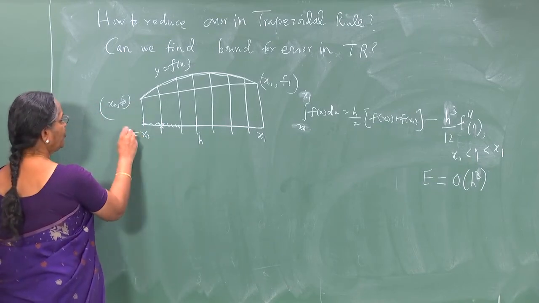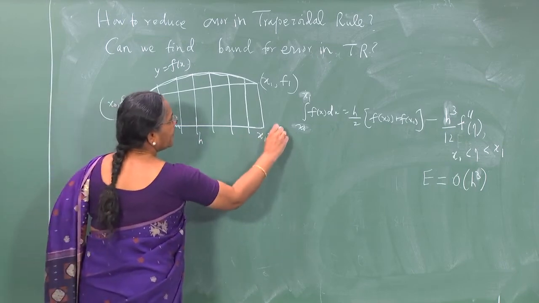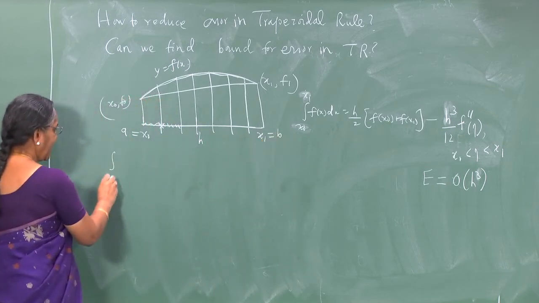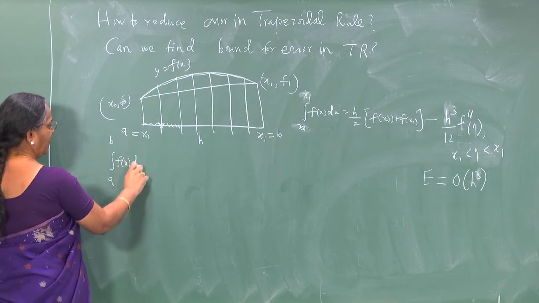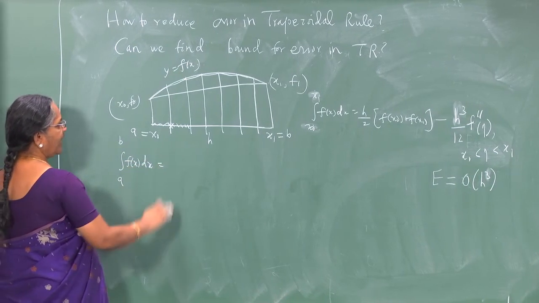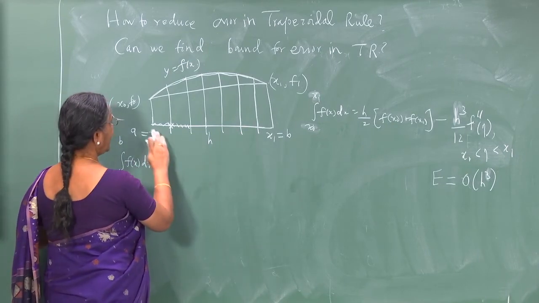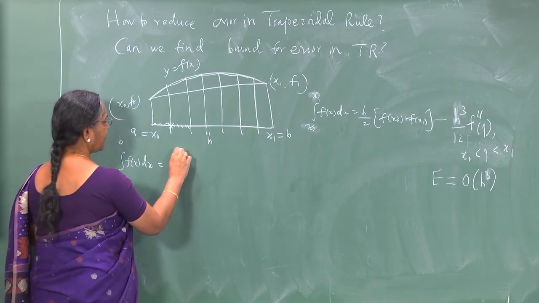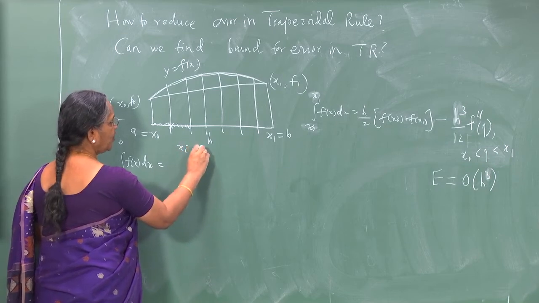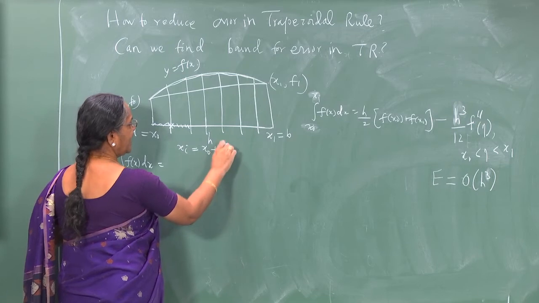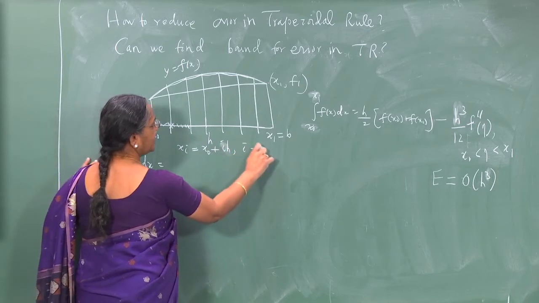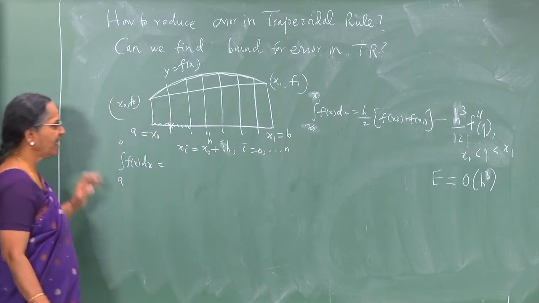So, I shall use the notation that I am interested in evaluating the integral a to b f of x dx, and I do it by dividing the interval a to b by means of equally spaced points xi, which are given by x naught plus i h for i equal to 0, 1, 2, 3 up to n.